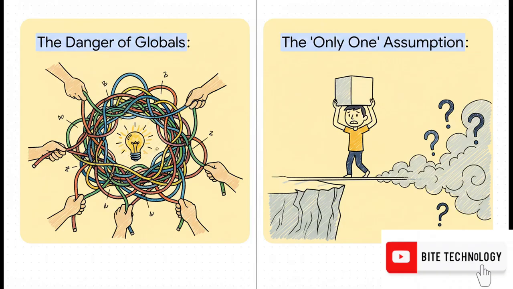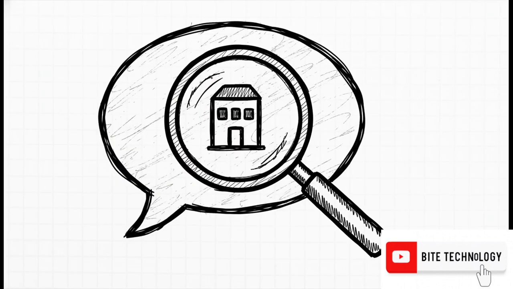And second, there's the only-one assumption. You are literally betting the future of your application on the idea that you will never, ever need more than one of these things. That's a pretty bold bet to make. To see just how risky that bet is, let's use an analogy.